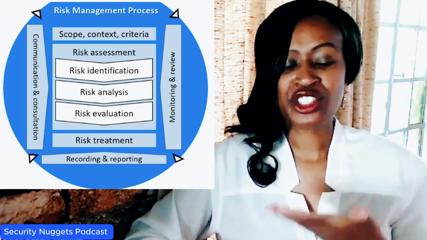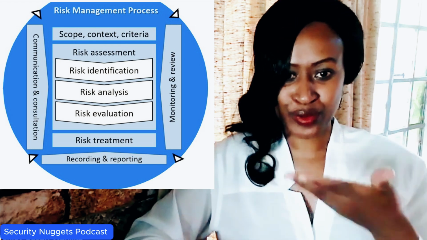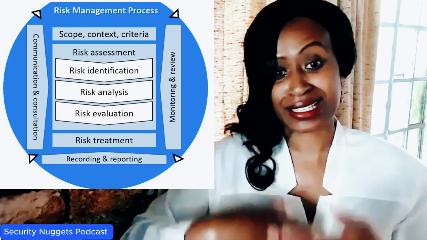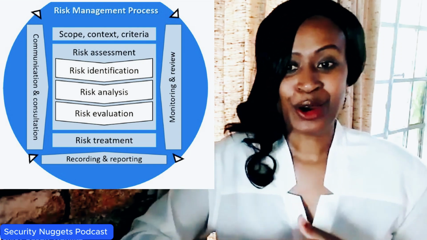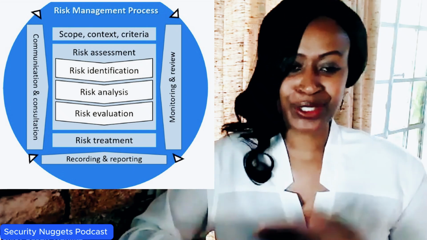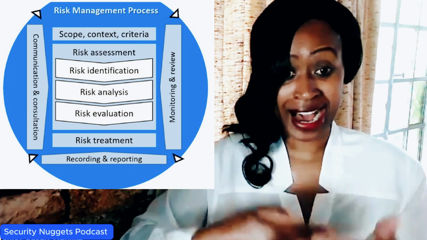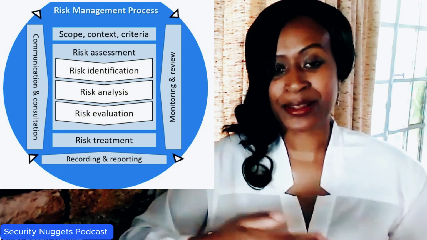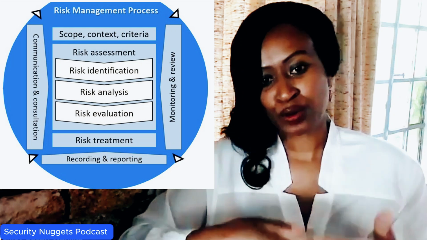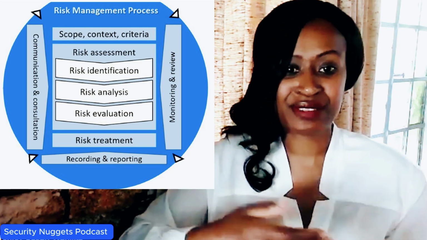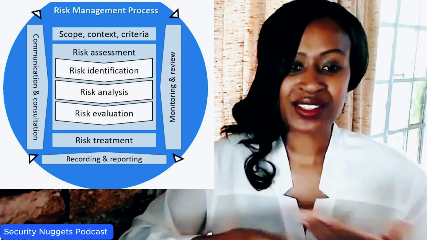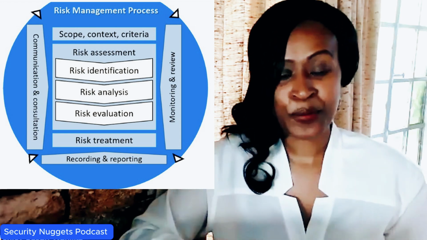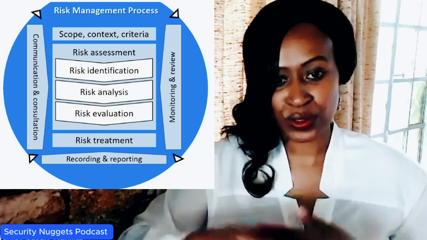Even when you're establishing the security risk assessment process, scope, context, and criteria, there is that communication and consulting that needs to happen. When you're doing the risk identification, you need to consult and communicate with other people. As much as you'll probably be observing some of these operations and activities, you also need to ask questions, you need to communicate, you need to get other people's inputs and perspectives. So there's a lot of communication and consultation that is going on.